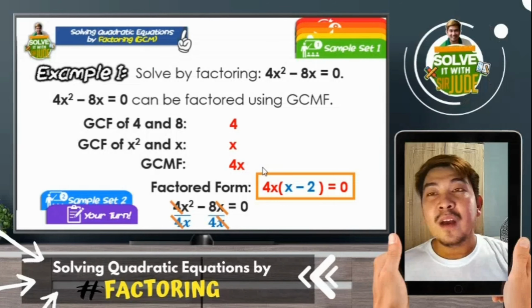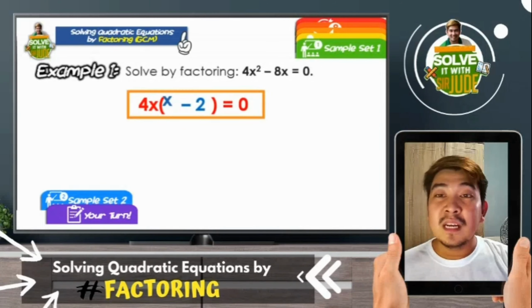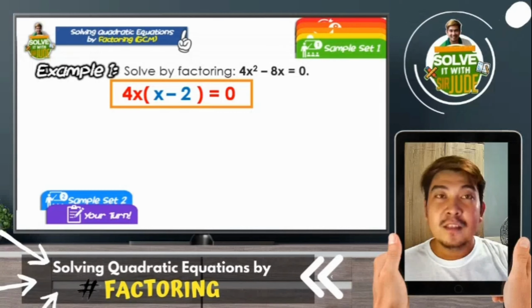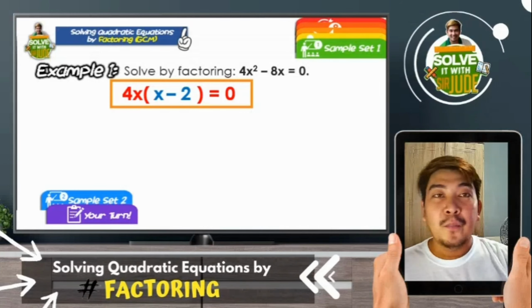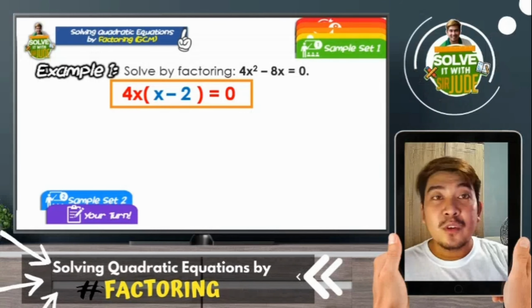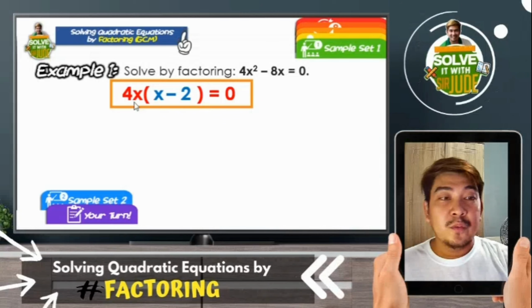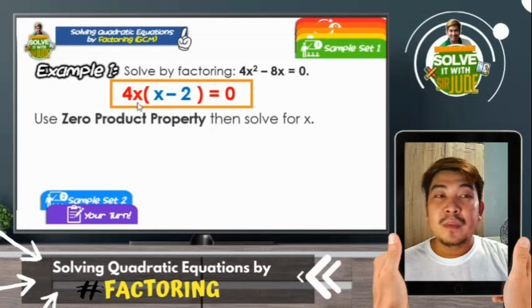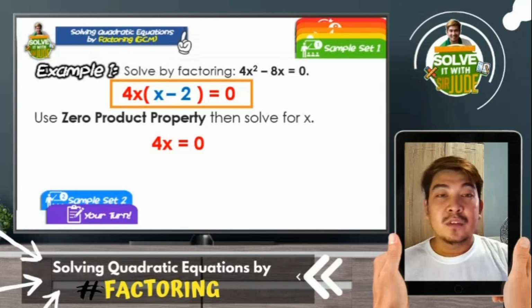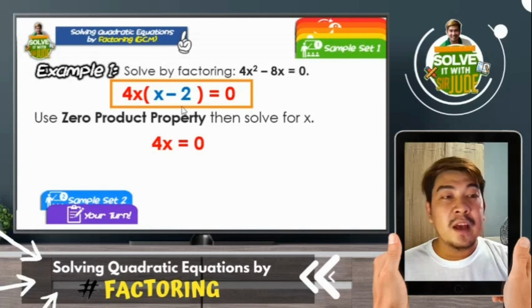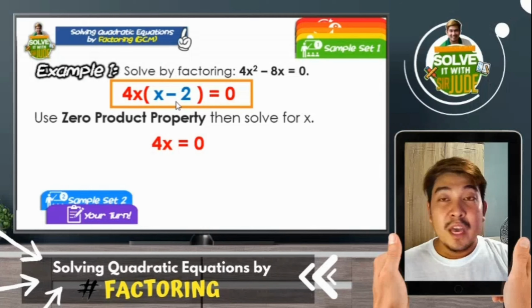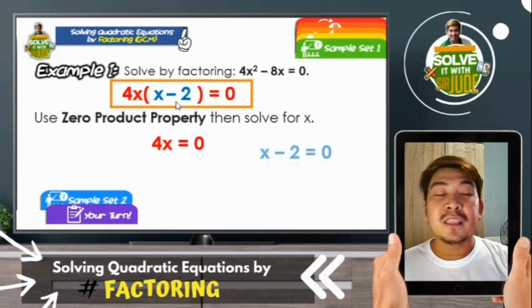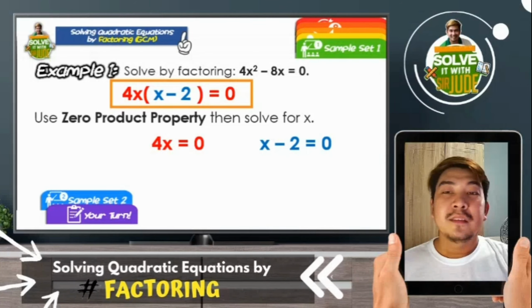Since meron na tayong factored form, ang kasunod na gagawin ay to apply the zero product property. Each of the factors will be equated to 0. The first factor will be 4x, so 4x equated to 0 will be 4x is equal to 0. At the same time, yung other factor, which is x minus 2 equated to 0, will become x minus 2 is equal to 0.